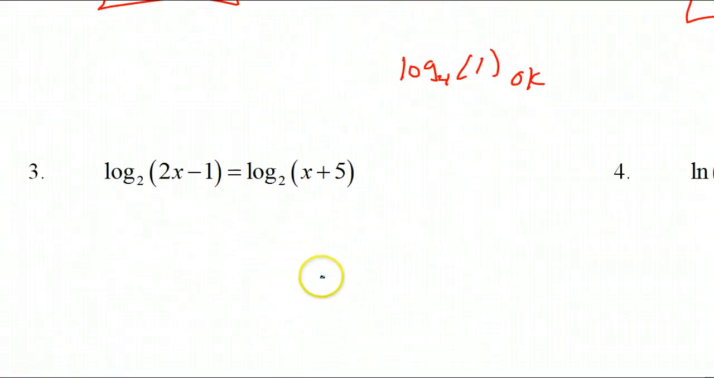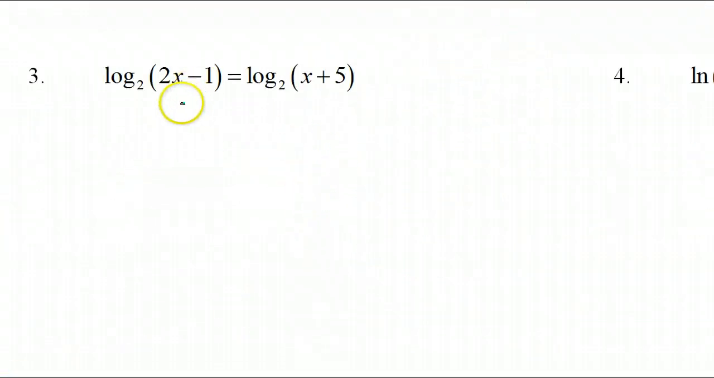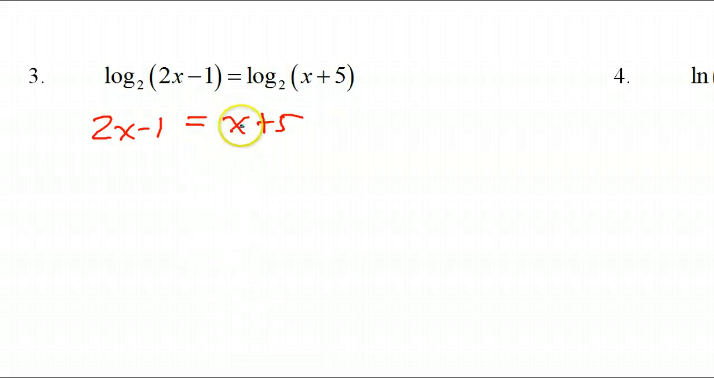Alright, number 3. Okay, 2x minus 1. So, again, the log part is the same, so that means the 2x minus 1 must equal x plus 5. Easy peasy lemon squeezy.